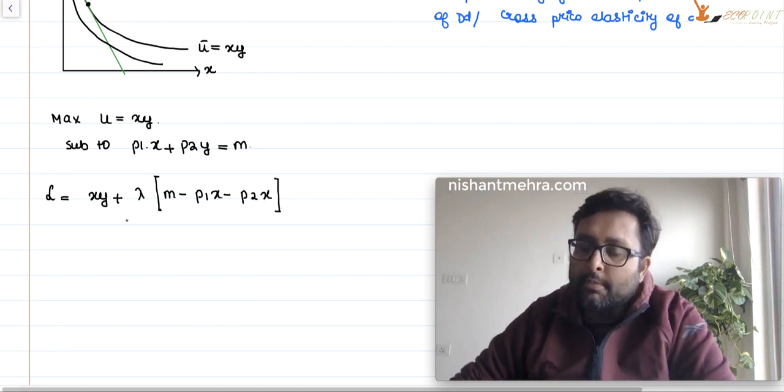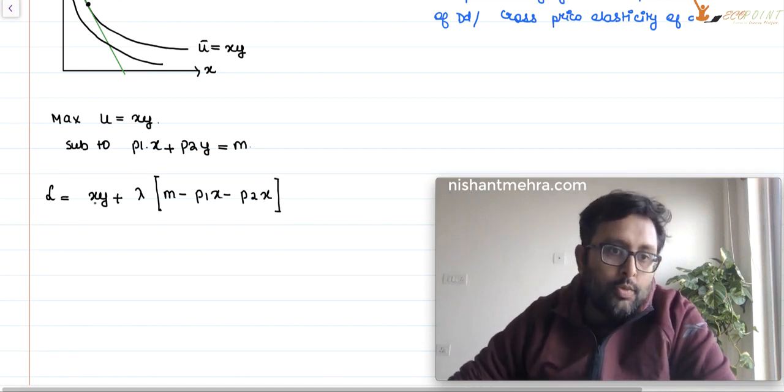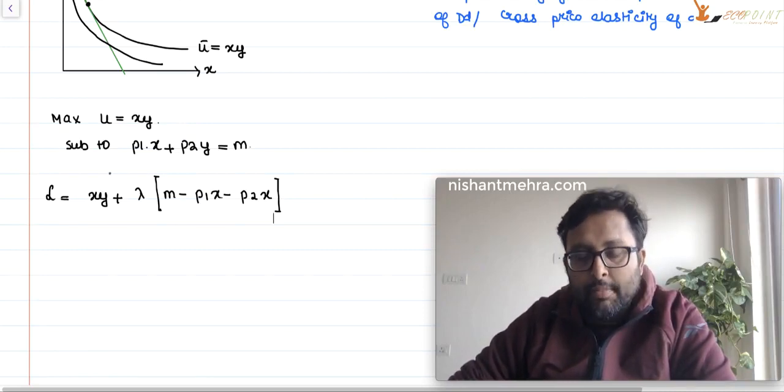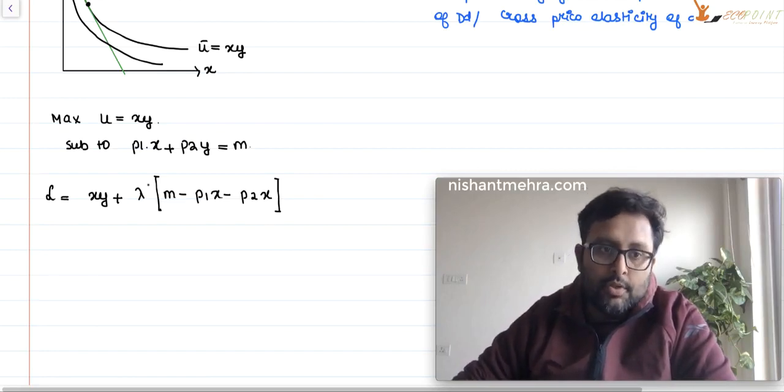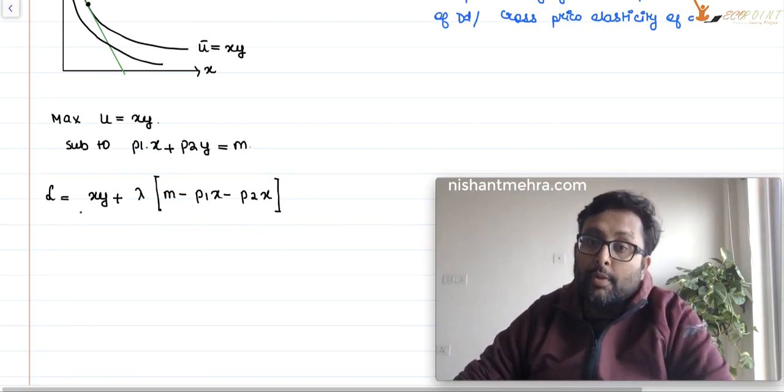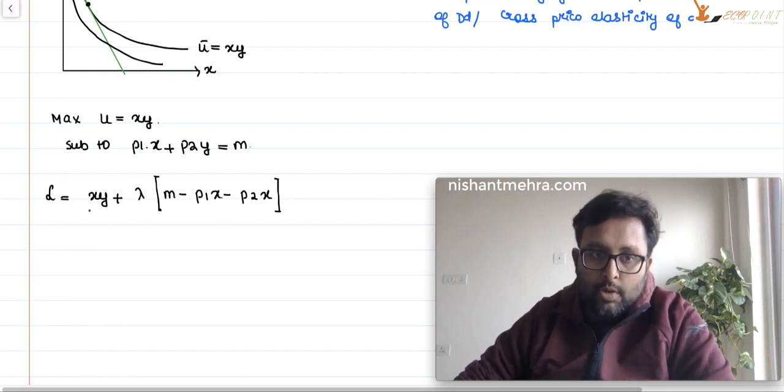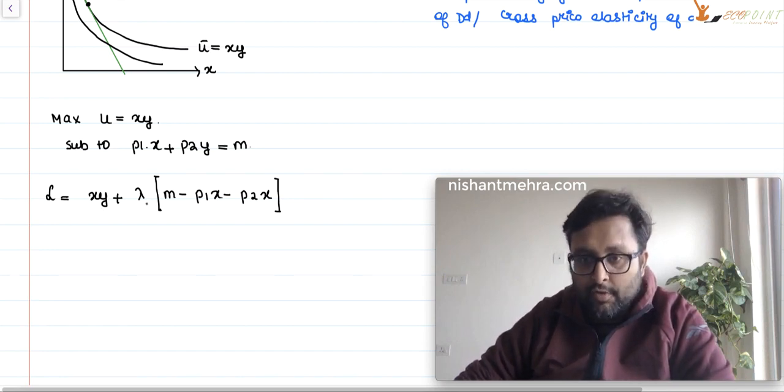In that case, but I'm sure that you will understand this. So what you have is this objective function and this constraint. This lambda is the Lagrange multiplier. You just have to remember how many partial derivatives you need to find out: one for each variable and one for the constraint.